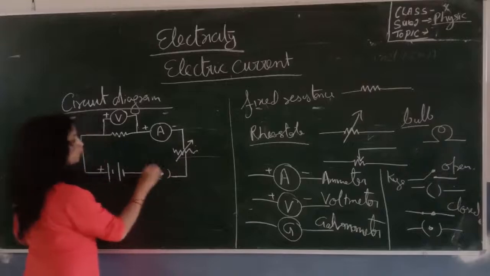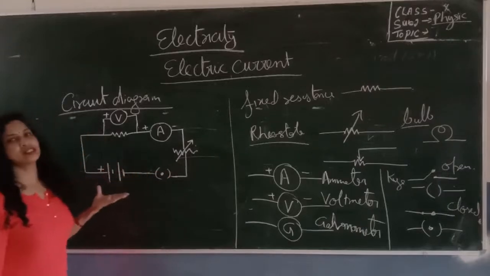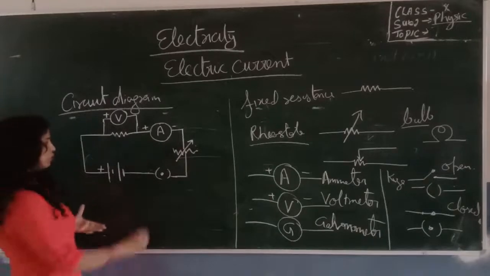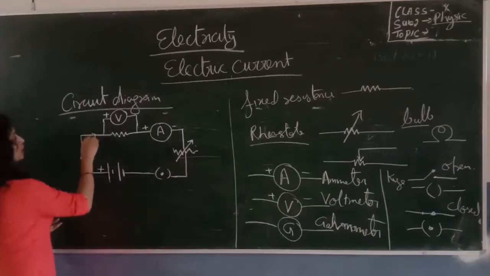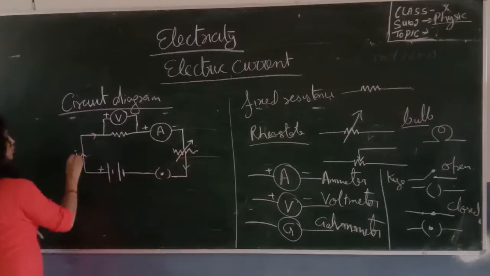This is called the closed key. Closed key means now the current can flow through this circuit. This is called the key. So we can show that the current is flowing like this. Okay, this is the direction of current.